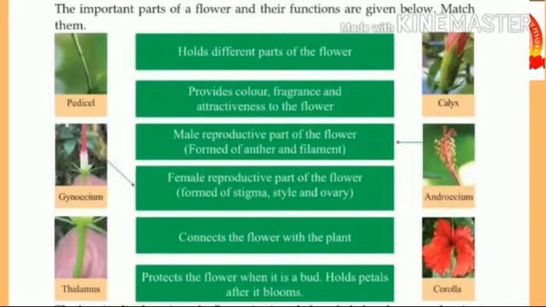Children, once more look at the floral parts and their functions. The first one is the pedicel. It connects the flower with the plant. Second one, thalamus. It holds different parts of the flower. The next one is the calyx, which protects the flower when it is a bud and holds petals after it blooms. Then the next one is the corolla. It provides color, fragrance and attractiveness to the flower. The next one is androecium, which is the male reproductive part of the flower. And the last one is the gynoecium, which is the female reproductive part of the flower.